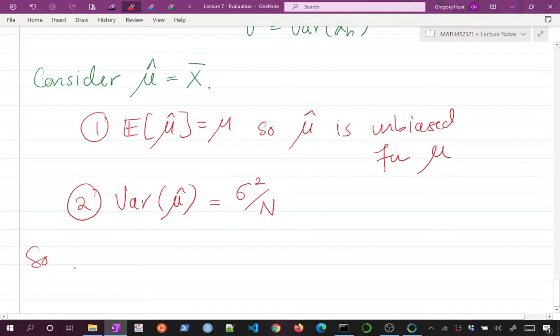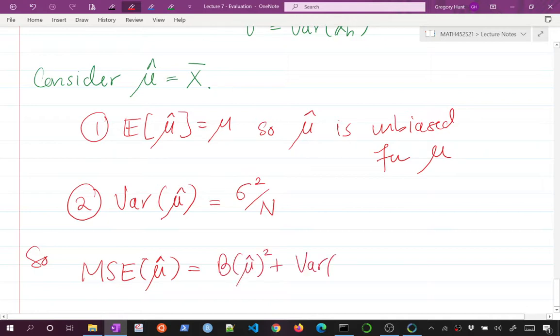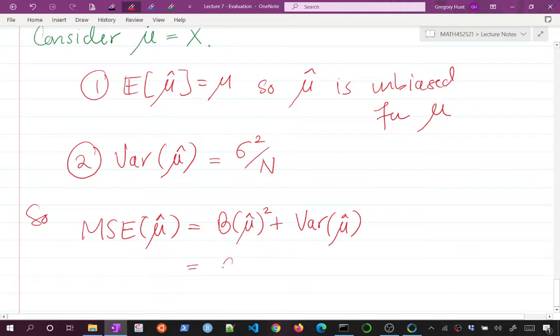Which means that if we looked at the MSE of mu hat, we have this previous theorem that says that the MSE of mu hat is what? The bias squared plus the variance. And the bias is 0, and the variance is sigma squared over n. So our MSE is just sigma squared over n.